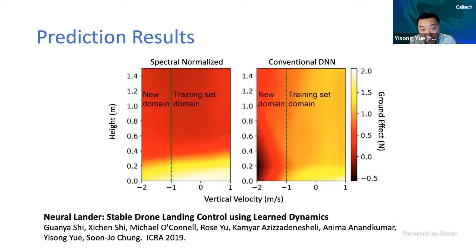Another thing that's important is that we can generalize. What you see here is a plot of the predictions. On the x-axis is the velocity. So we can be going up at 1 meter per second, and we could be landing at up to 2 meters per second in this example. And then the y-axis is the height from the ground. The training set was only collected in this case when landing up to 1 meter per second. And you can see on the left that the spectral normalized neural net is able to generalize its predictions to new domains where you're trying to reason about what would happen to the dynamics if you were to land even faster.